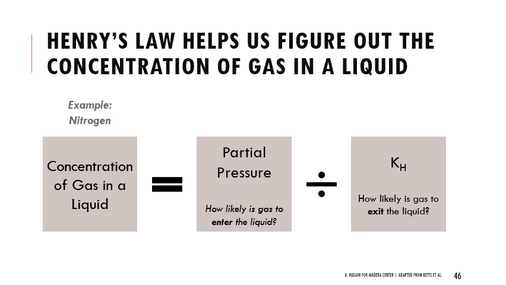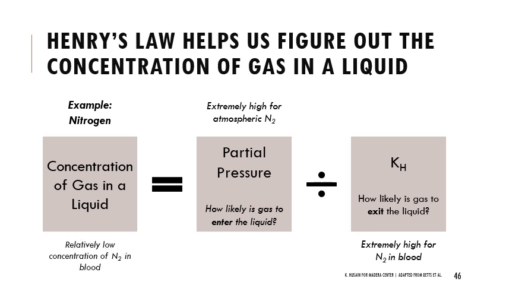So if we take nitrogen as an example in atmospheric gas, the partial pressure of nitrogen in the atmosphere is extremely high. Remember, it's over 70% atmospheric nitrogen. But nitrogen doesn't like to stick around in blood, so it's also very likely to exit the blood. This K constant is quite high, and so these divide out and balance out, and ultimately the concentration of nitrogen in the blood is quite low.